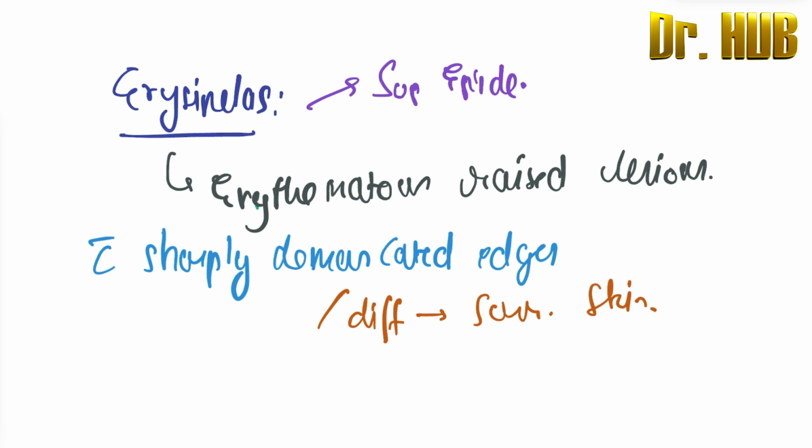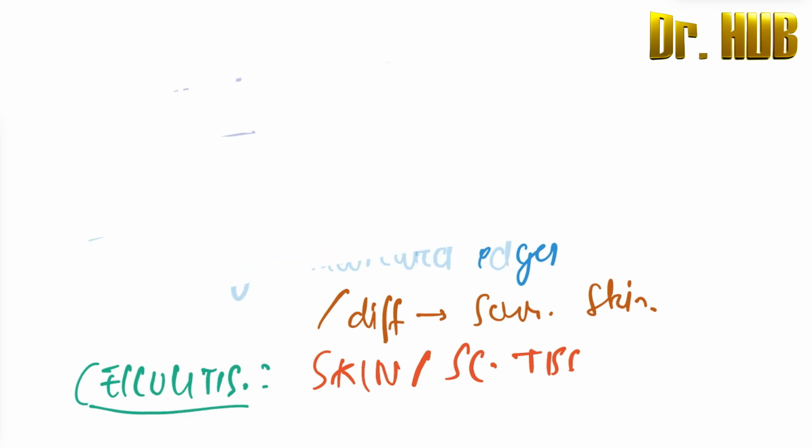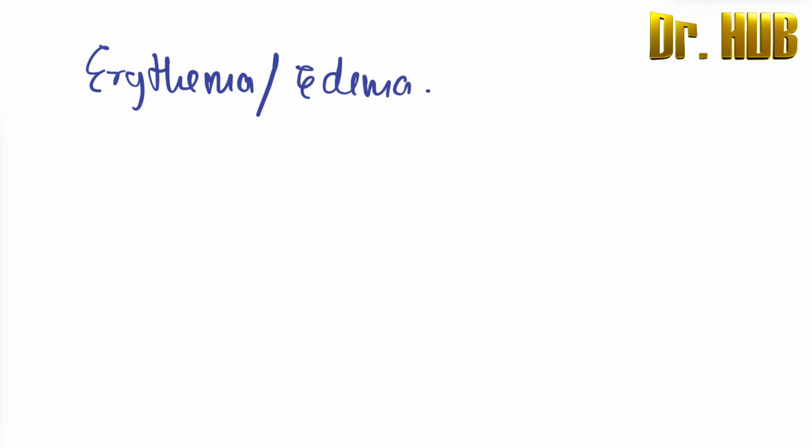Next is cellulitis. So what is cellulitis? Cellulitis is the infection of the skin and the subcutaneous tissue. So it involves the skin as well as subcutaneous tissue. What can it present with? It can present with erythema and edema.